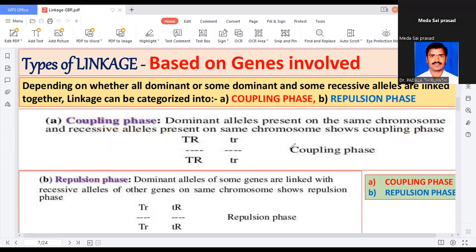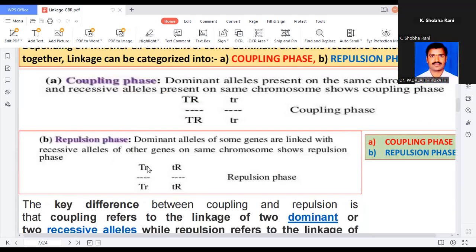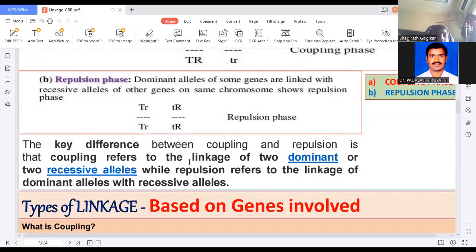Yes, sir. So next, repulsion phase is also completed. The key difference between coupling and repulsion is that coupling refers to the linkage of two dominant or recessive alleles, while repulsion refers to the linkage of dominant alleles with recessive alleles. So ikkada linkage anedi rendu dominant genes madhya unda, rendu recessive alleles madhya unda anede gurtupettukondi. Oka dominant gene oka recessive madhya ganaka unte, that is called repulsion.